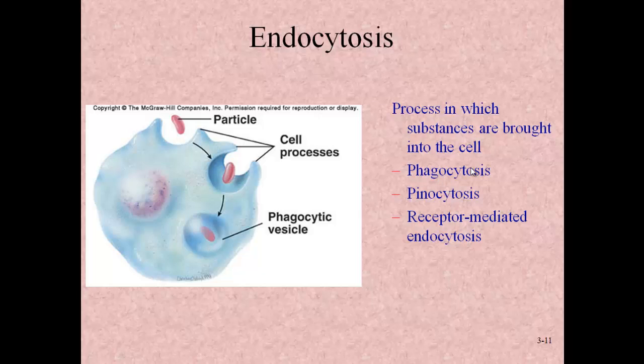So phagocytosis is a type of endocytosis that involves solids, taking solids into the cell. The term phagocytosis means cell eating. Pinocytosis involves bringing liquids into the cell. So this is translated, pinocytosis means cell drinking. And receptor-mediated endocytosis means there might be some receptors, some special molecules on the surface of the cell that the substance has to bind to first before it can be brought into the cell.